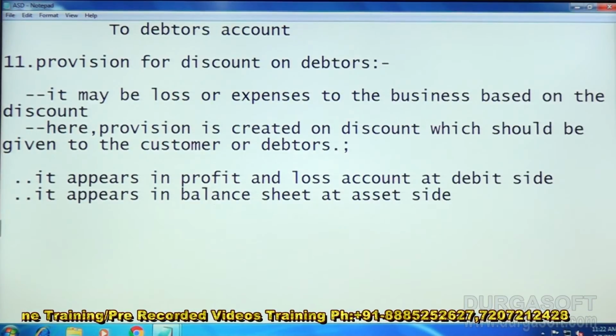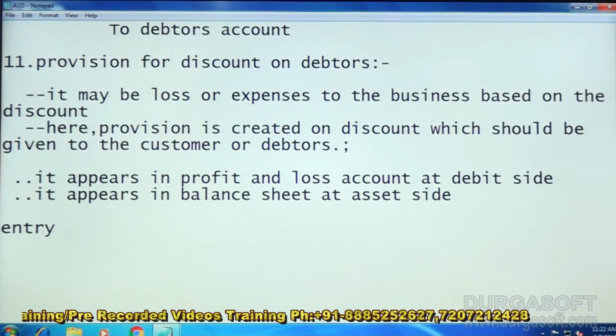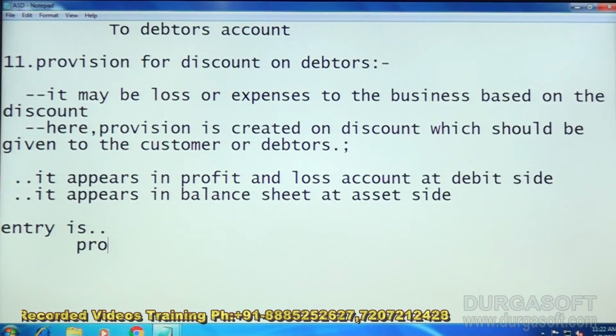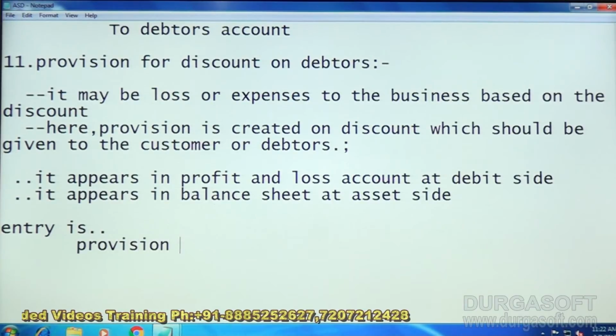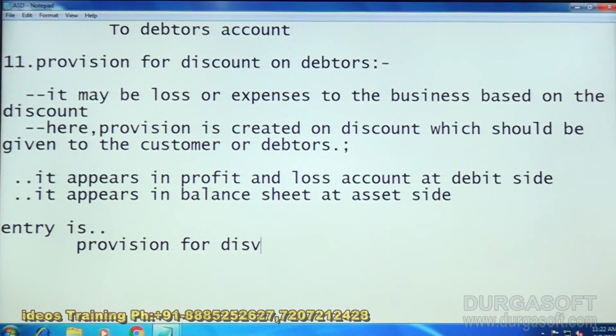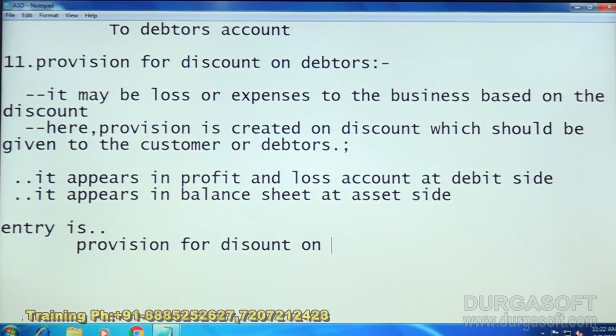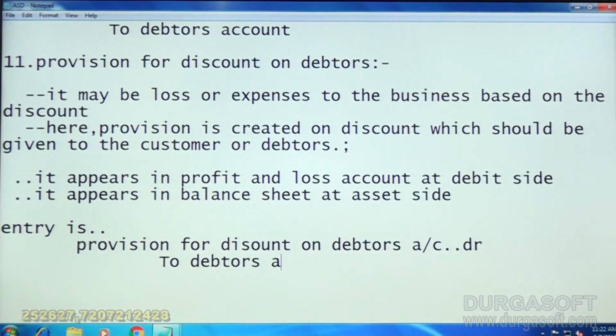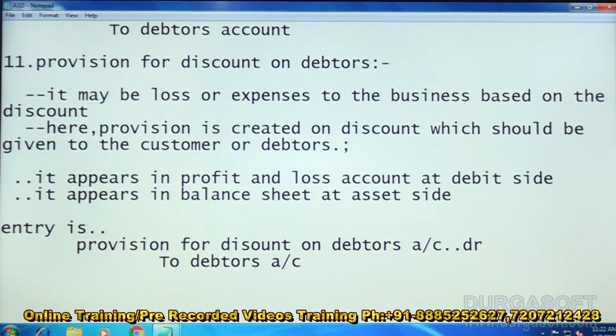The entry we can see, entry is same: provision for discount on debtors account debit, to debtors account. Okay, so in this way we need to write the entry. The calculation is also the same as for provision for bad debts. Next, last adjustment we can see here.